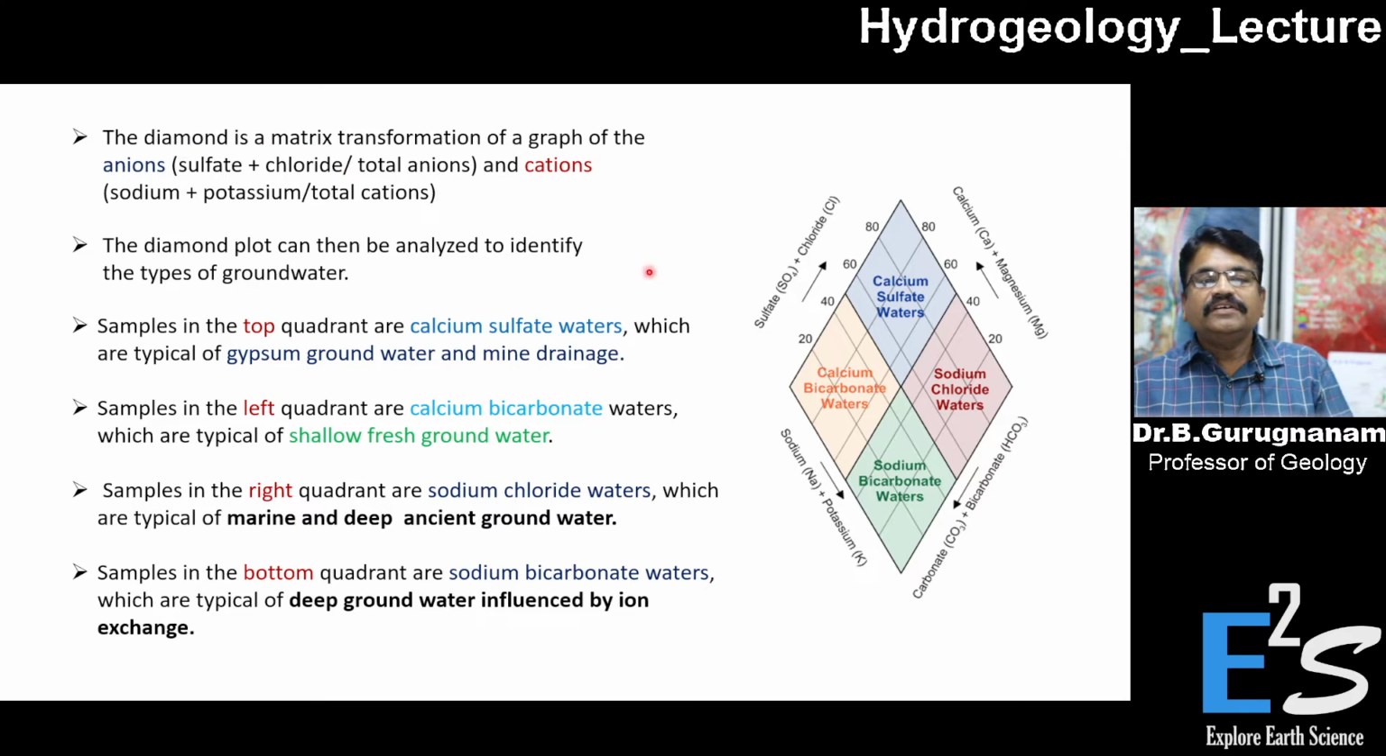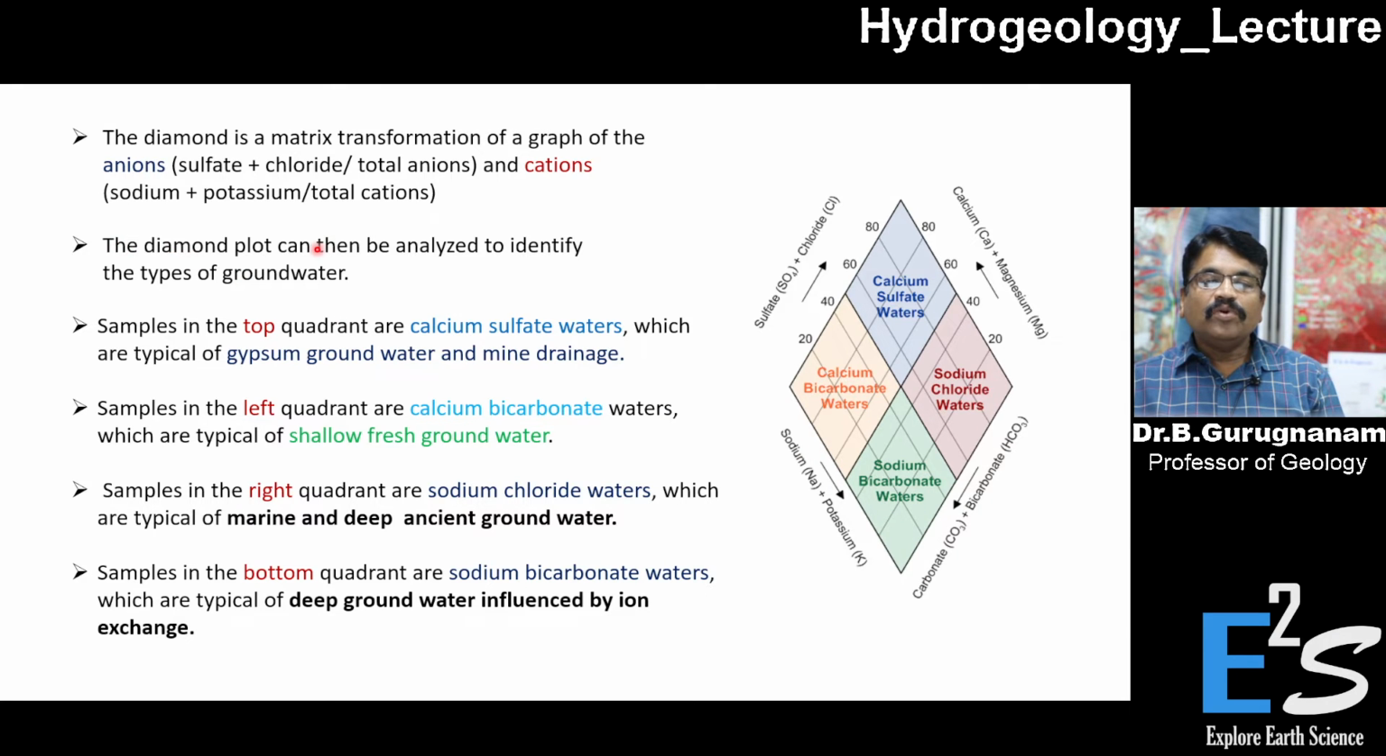The diamond is a matrix transformation. You are now bringing your left ternary to the right ternary, on top of it, of a graph of the anions, you see. And here you have sulfate plus chloride, carbonate plus bicarbonate, so this is total anions; sodium, potassium, calcium, magnesium, total cations; sodium plus potassium to the total cations; sulfate, chloride, anions.